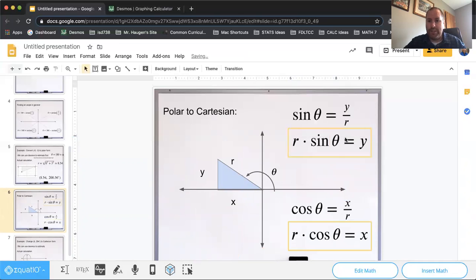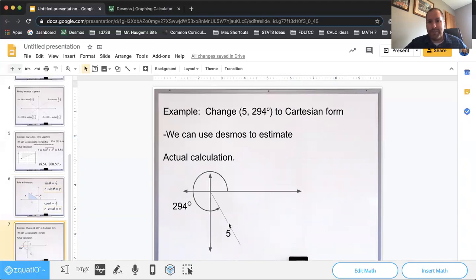As long as we have these two equations, that's all we have. Done. So let's go in here. We're going to do one more example on this one. I'm going to use Desmos to estimate so you kind of see how those two things are related, and then we'll do the actual calculations here in a sec.